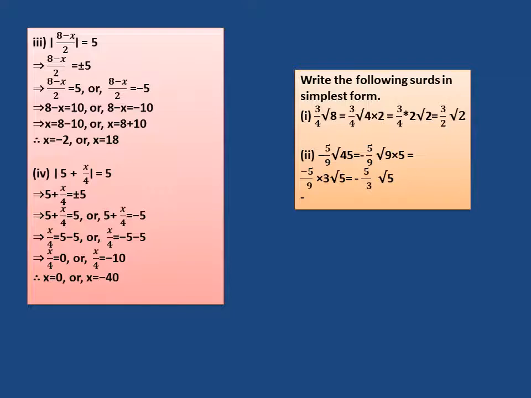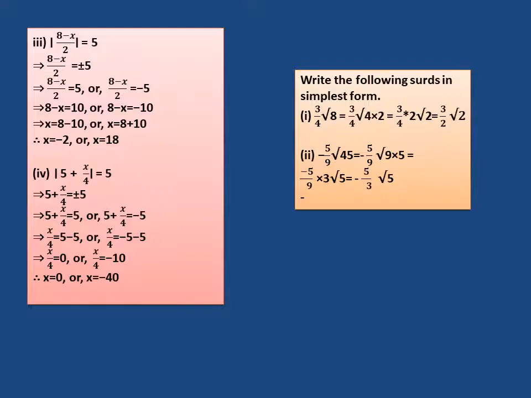Right-hand side equation, x upon 4 is equal to minus 5 minus 5. Then x upon 4 is equal to minus 10 and x is equal to 4 tens are 40, that is minus 40.